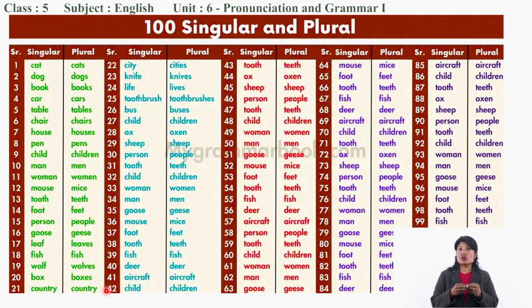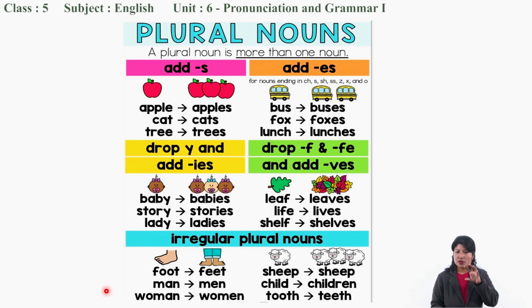So how do we make nouns plural? Okay, look at this. Observe closely. How will you be able to make a noun from singular to plural? Like apple, apples. Make a study of it. Apple, apples. Cat, cats. Tree, trees.